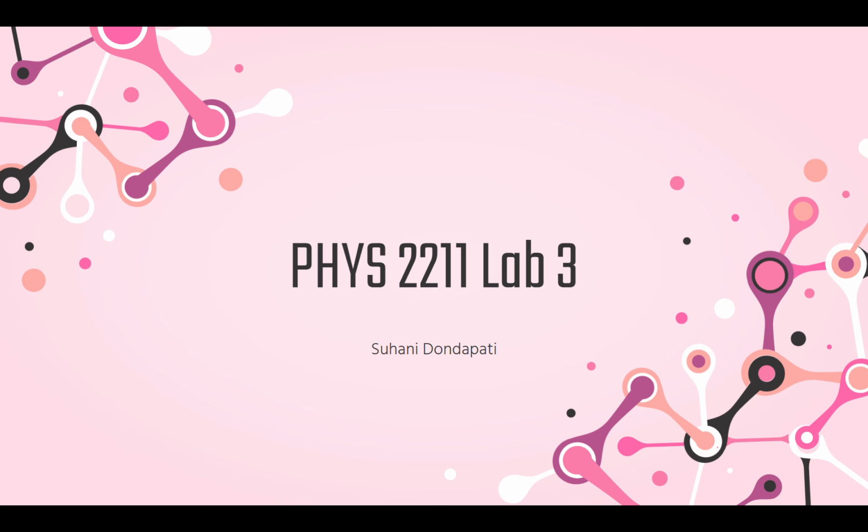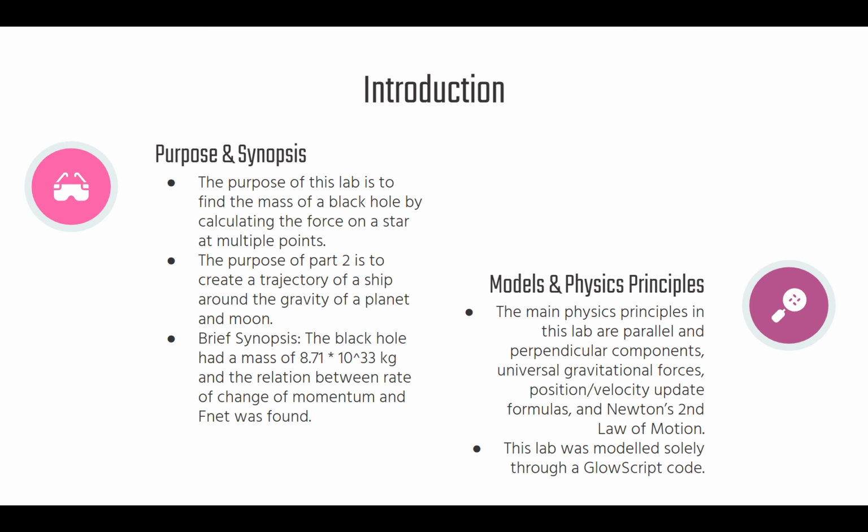My name is Suhani, and this is my Physics 2211 Lab 3. The purpose of this lab is to find the mass of a black hole by calculating the force on a star at multiple points. The purpose of the second part is to create a trajectory of a ship around the gravity of a planet and a moon.